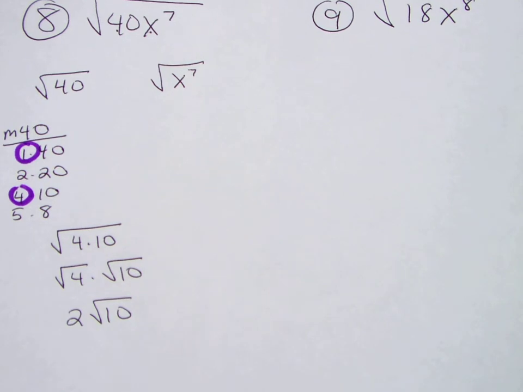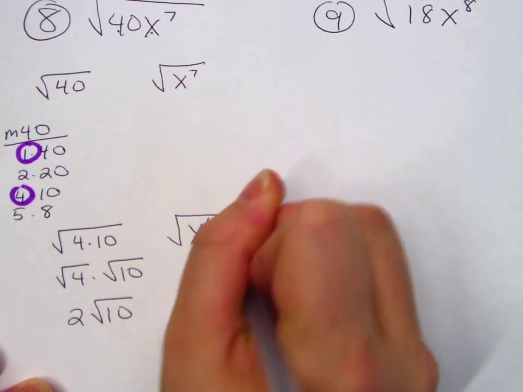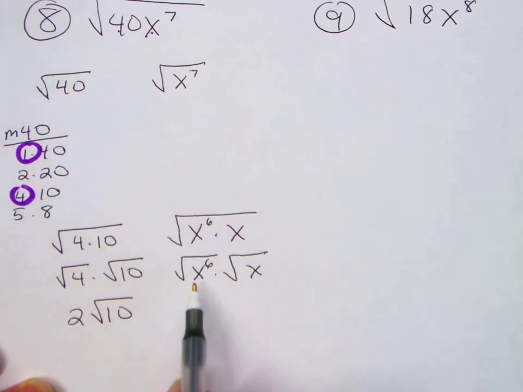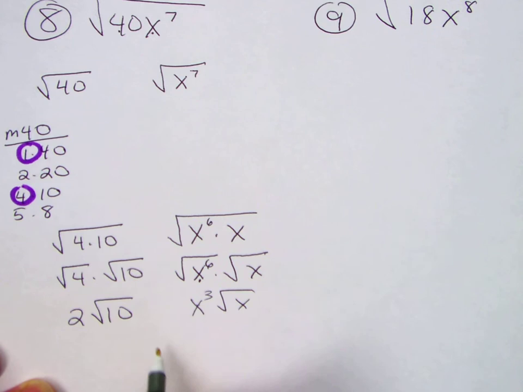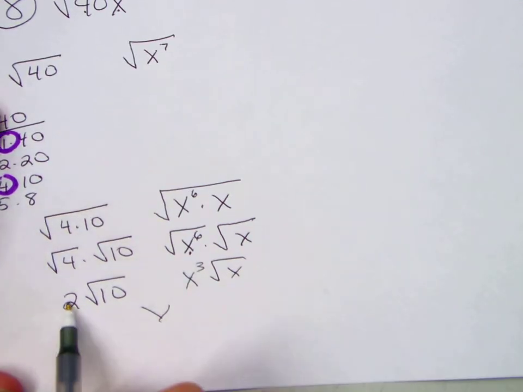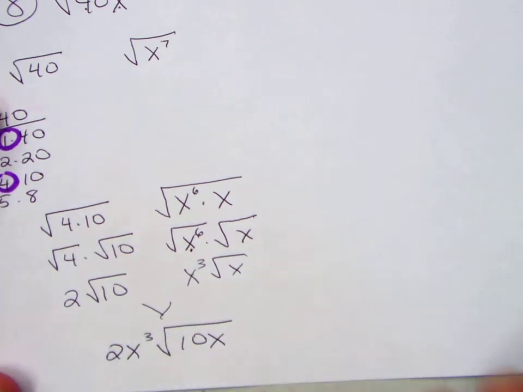Now I'm going to do x to the 7th. What do you do when it's odd? Make it even times x. x6 radical x. What's the rule? Divide by 2. Now I'm going to smush them back together. Yes, that's a real math word. Smush. Put the outsides together. Put the insides together. And you're done.